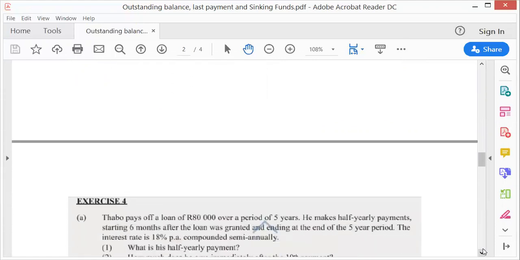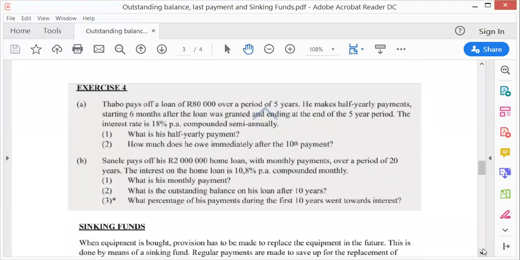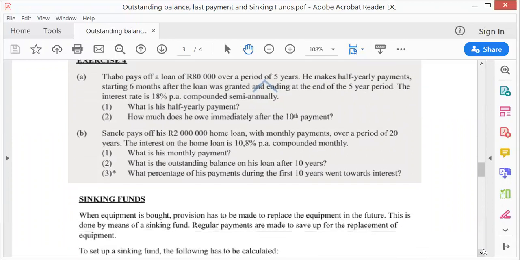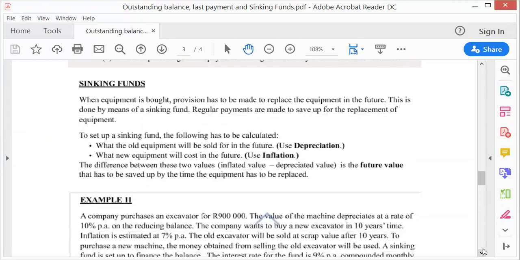Okay, cool. I hope you understood this, guys. You can try this exercise. We will do it on Monday or next week sometime. Then quickly, sinking funds. Okay, sinking funds, I will do it in a next video. So I'm going to stop this video now. I don't want to make the videos too long. All right.